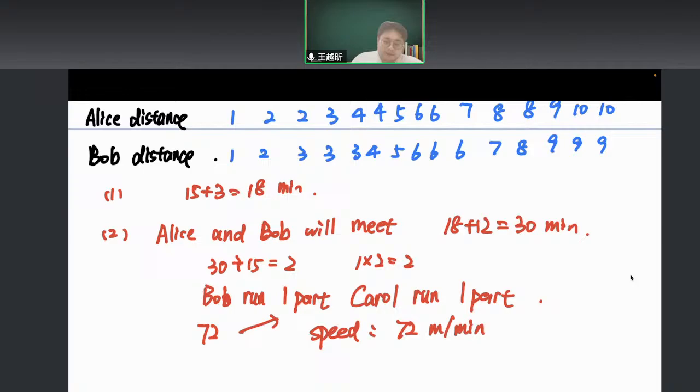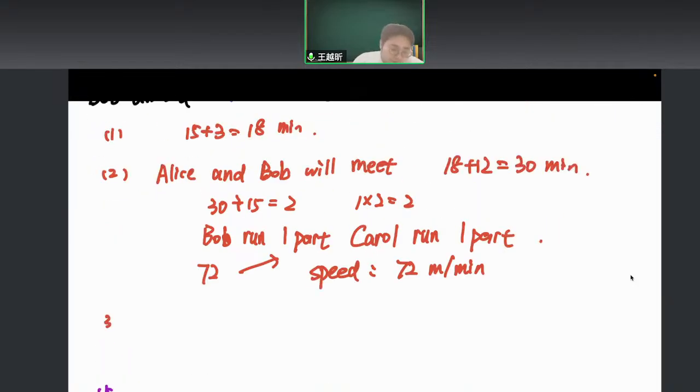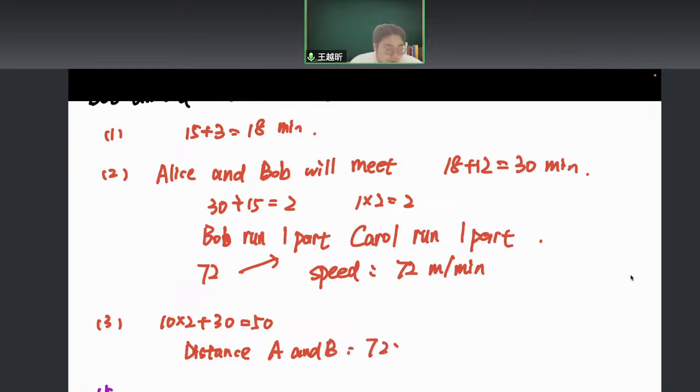Okay, so now let's look at question 3. Question 3, we know, when Alice and Carol meet, they will run in total 10 times 2 plus 30 equals 50 parts. So which means the distance between A and B is just 72 times 50 equals 3,600 meters.